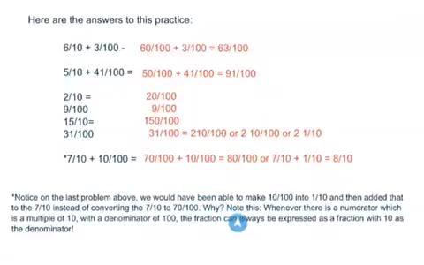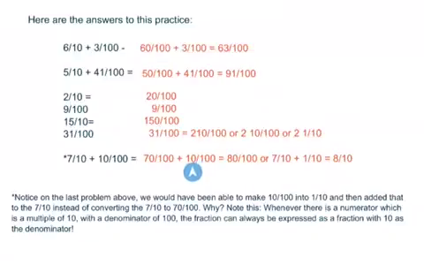Okay, here's the note that you want to make sure that you understand. Whenever there's a numerator, the top number, which is a multiple of 10, with a denominator of 100, that fraction can always be expressed as a fraction with 10 as the denominator. Because I could divide both by 10, right? Just like I can multiply the top and the bottom both by the same thing to still have an equivalent fraction, I can also divide the top and the bottom both by the same thing and have an equivalent fraction.